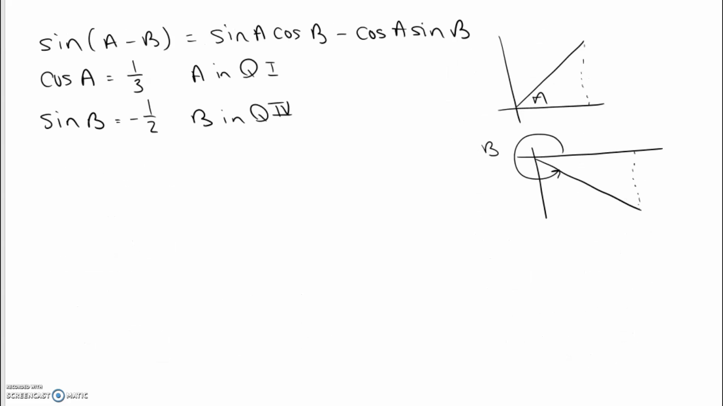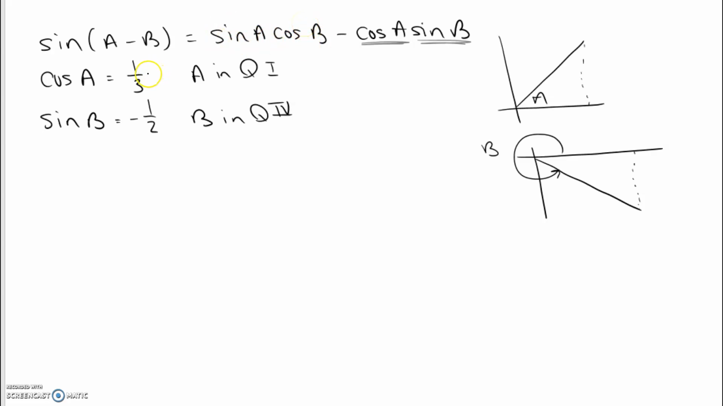Alright, question number 7. It gives you this information right here. Sine of a minus b, we'll use this formula. Cosine of a is 1/3 and a is in quadrant 1 like I have here. Sine of b is negative 1/2 and b is in quadrant 4 like I have here. So they gave you cosine of a, which is 1/3, and sine of b, which is negative 1/2. We need to go back and get sine of a and cosine of b.